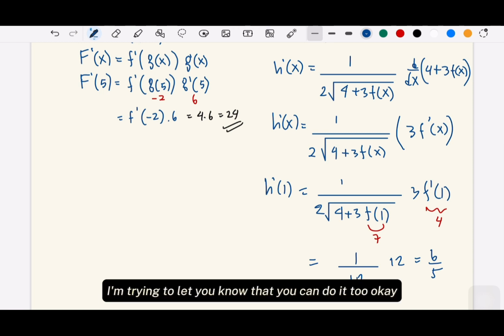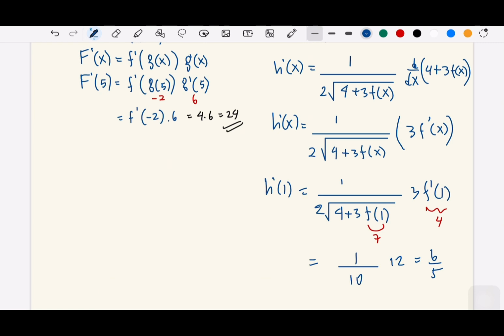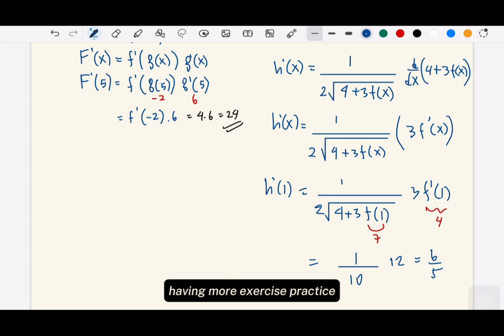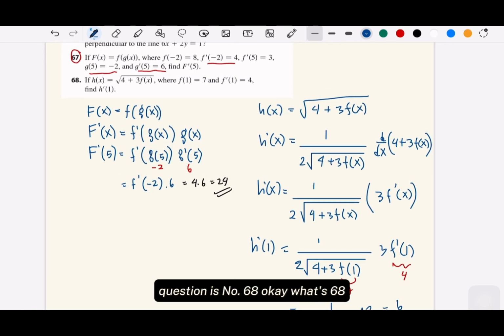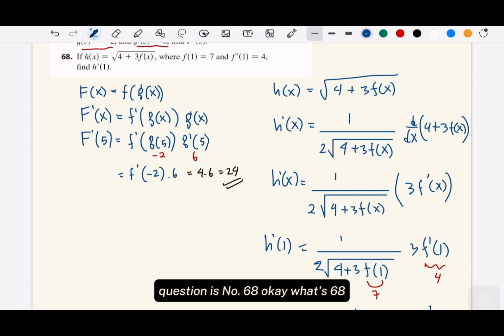I'm trying to let you know that you can do it too, okay? You can do it, with more exercise and practice, seeing the patterns. Anyway, can we go back to the question? The question is number 68, okay? Number 68.